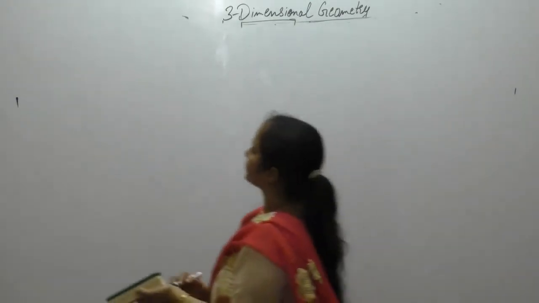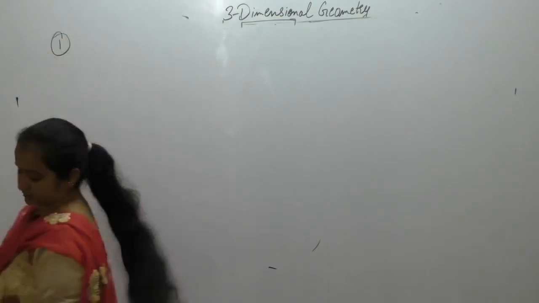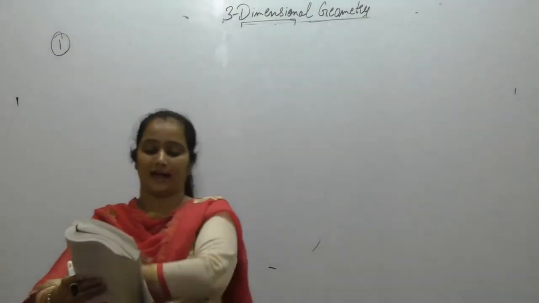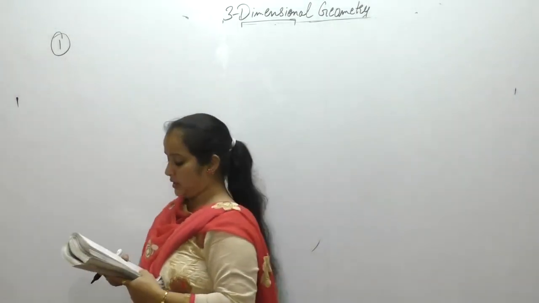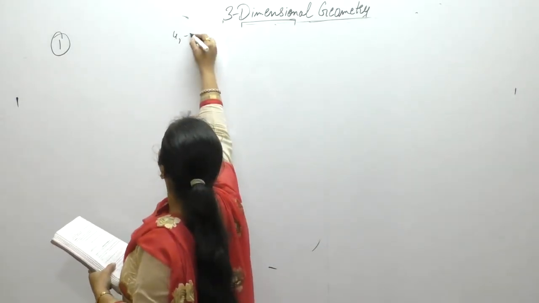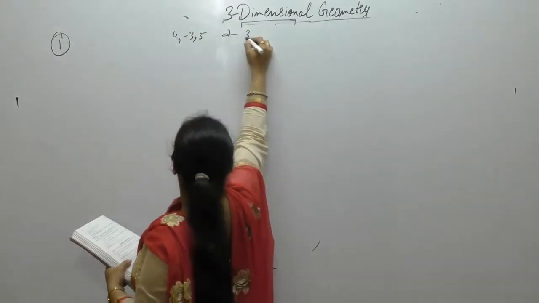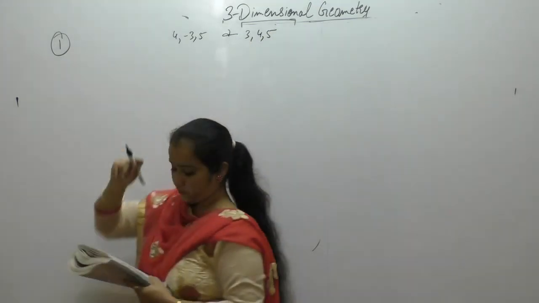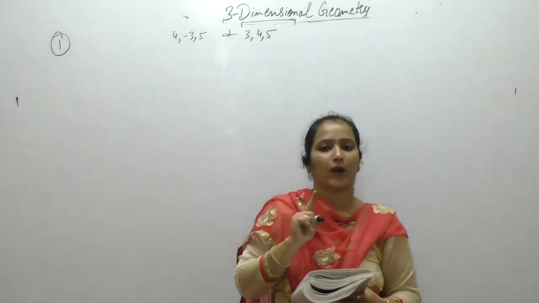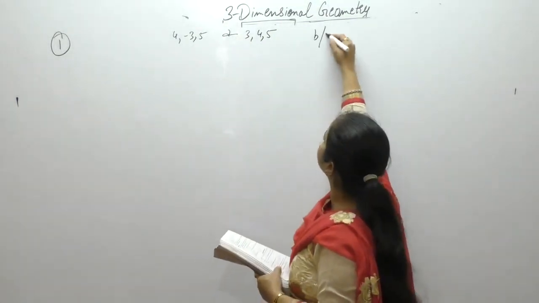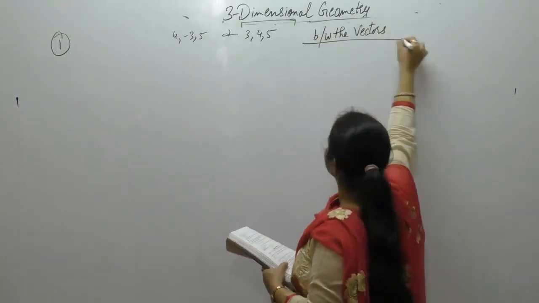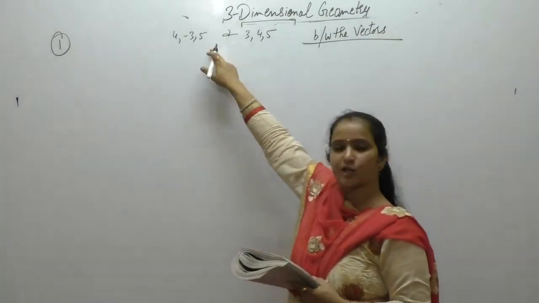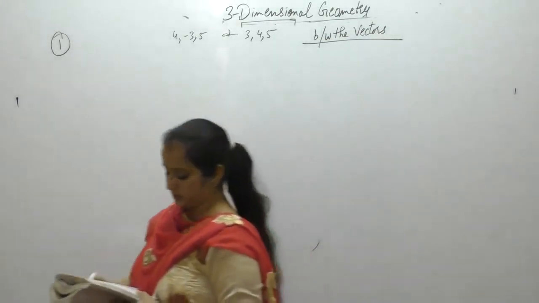Question number 1. Find the angle between the vectors with direction ratios proportional to 4, -3, 5 and 3, 4, 5. Find the angle between the vectors. Important is between the vectors. We have to find the angle between vectors when their direction ratios are proportional to these.